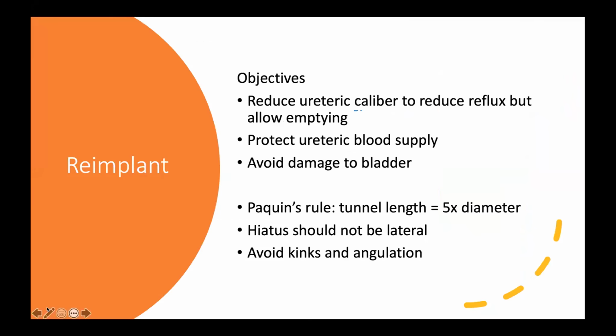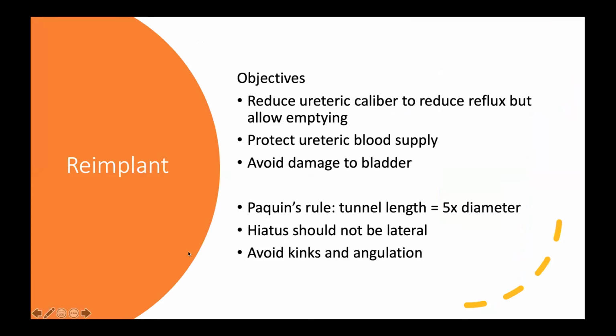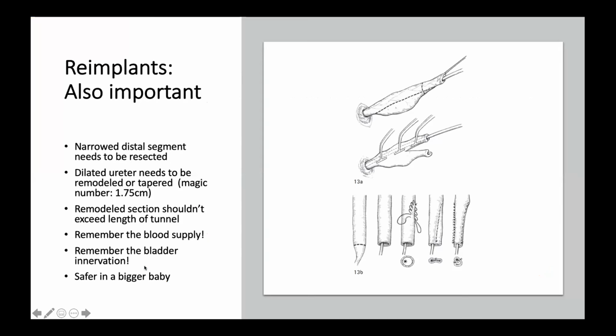So to talk about a re-implant, which is once again the most conventional and definitive procedure. The objective of your surgery is to reduce the ureteric caliber, to reduce your reflux, but to allow emptying. You want to protect the ureteric blood supply and avoid damage to the bladder. Just a couple of technical notes. The tunnel length should be long enough to accommodate the diameter of the ureter. The hiatus of the ureter shouldn't be lateral, and you should try to avoid kinks and angulation.